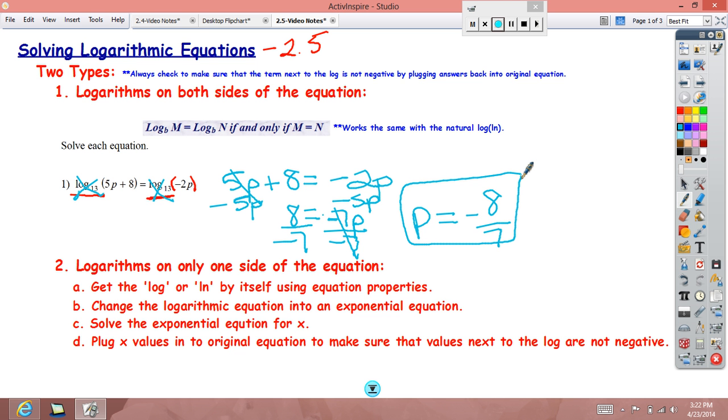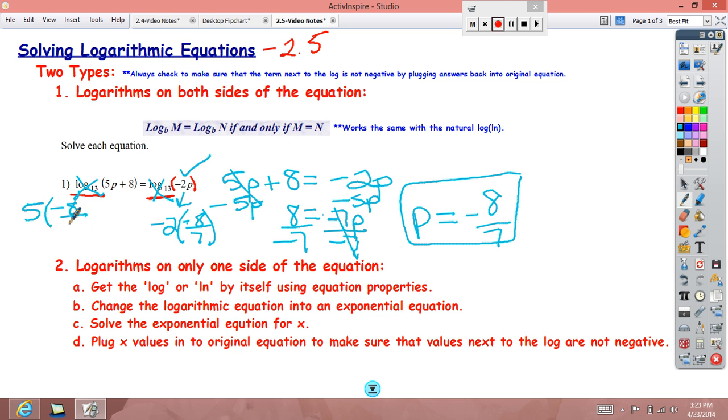However, we need to check this. Always check to make sure the term next to the log is not negative by plugging answers back in. The value of p can be negative, that's okay, but when I plug it back in, the terms in parentheses can't be negative. Some of these you can just guess and check. Negative 2 times negative 8/7: I have two negatives that make it positive, so this one's okay.